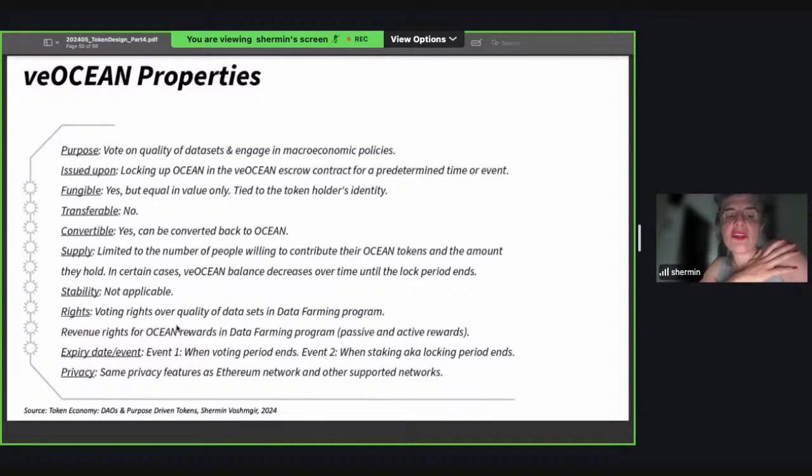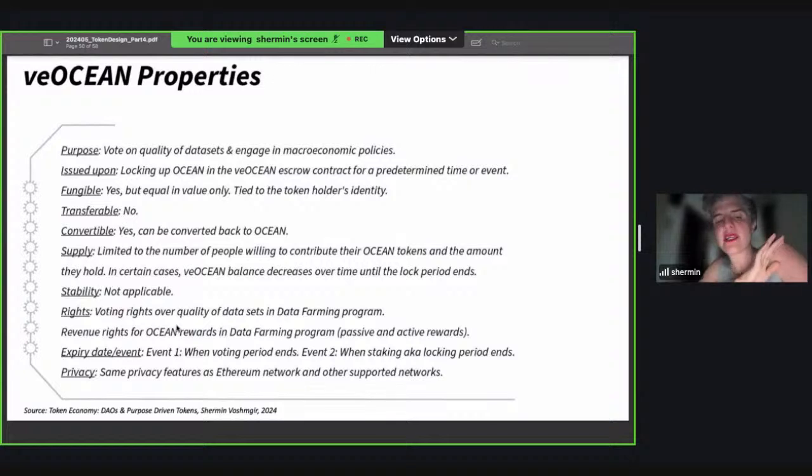The rights attached are voting rights over quality of data sets in data farming programs. Not sure if the data farming has changed so much also, but I think it's still applicable. Also revenue rights for ocean rewards in data farming programs, and there are passive rewards and active rewards. The expiry events: event 1 is when the voting period ends, if it is used for voting on data sets. Event 2 is when the staking, aka locking period ends, if it is used for saving and or voting.